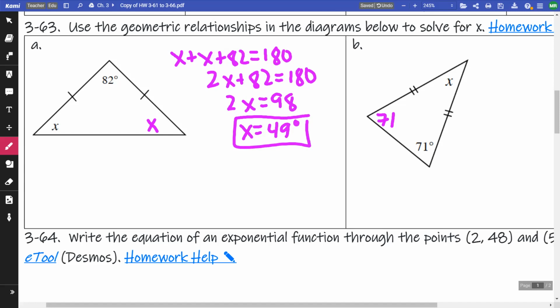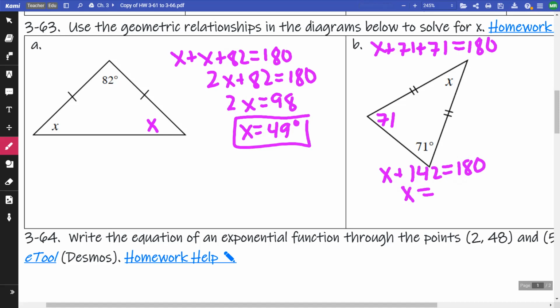On B, those are both 71. So I'm going to have x plus 71 plus 71 equals 180. So basically I have x plus 142 is equal to 180. So x is going to be equal to 38 degrees. And that'll be my answer.